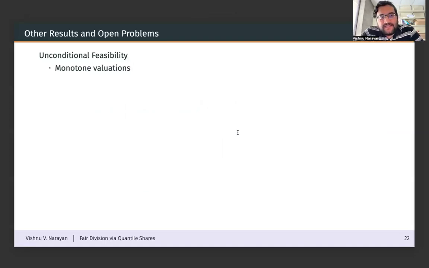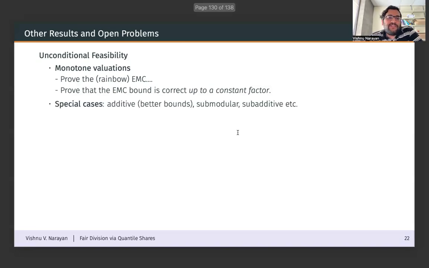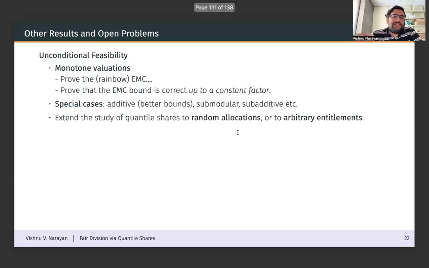Of course, the first one is to prove some unconditional feasibility of the constant quantile for monotone valuations. One way to do this is to prove the rainbow Erdős matching conjecture, but that's a bigger result in itself. But you can also do this by proving that the EMC bound is correct up to a constant factor. And I don't think this has really been studied much. Some other open problems are to prove unconditional feasibility for special cases, improve the additive bound, or prove it for submodular or subadditive. And you could also consider extending the study of quantile shares to random allocations or to arbitrary entitlements.